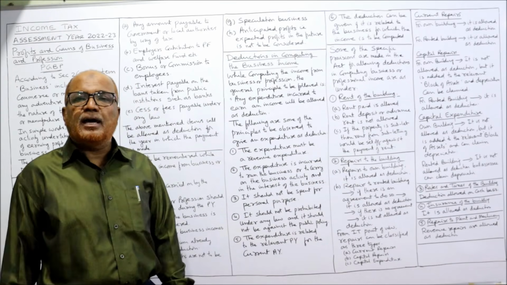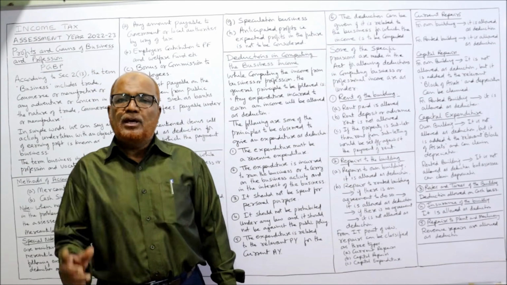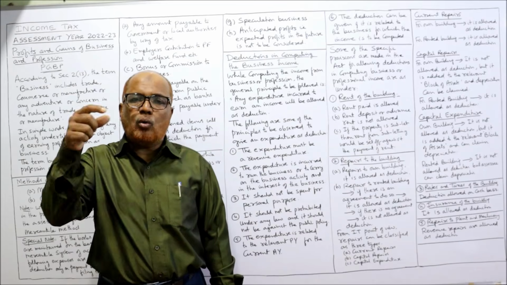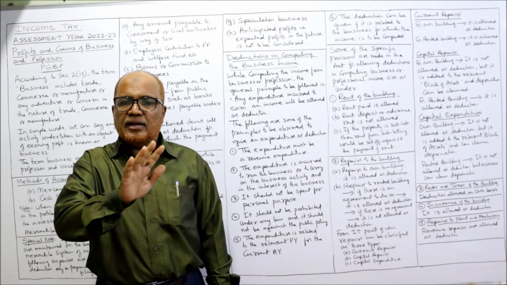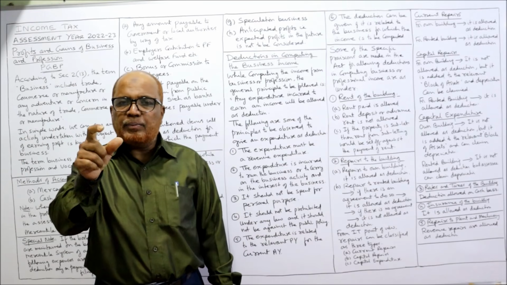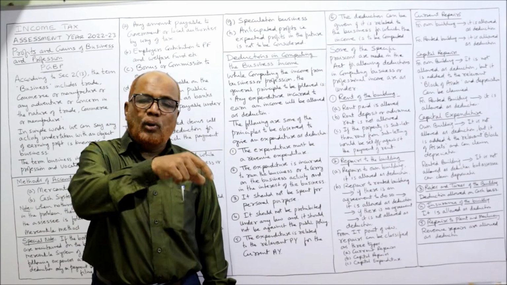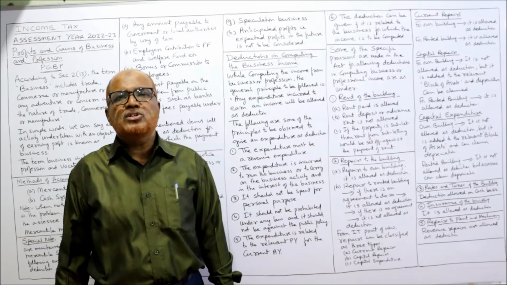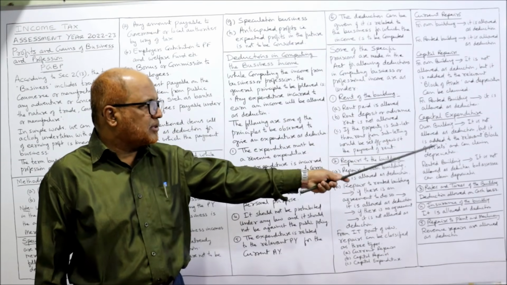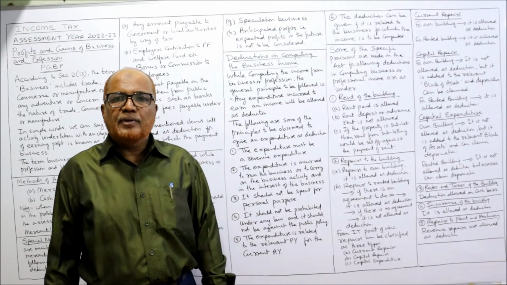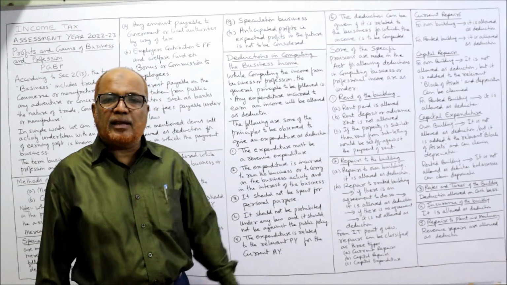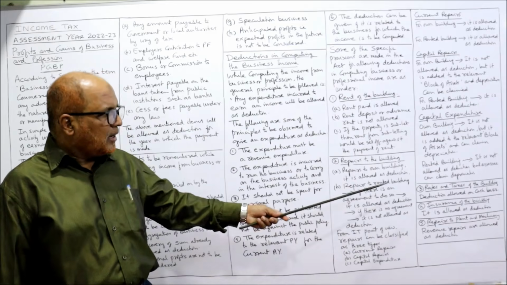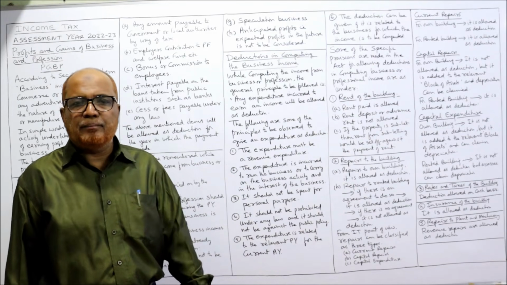Now capital expenditure. If capital expenditure is incurred on the own building, deduction is not allowed. But that capital expenditure will be added to the block of assets on which depreciation can be claimed. For a rented building, it is not allowed as deduction, but it can claim depreciation.